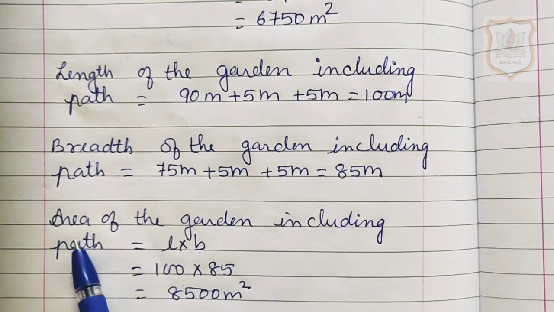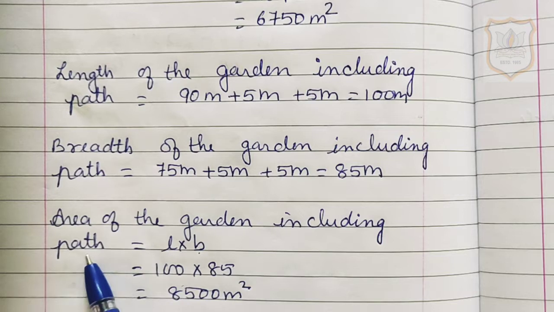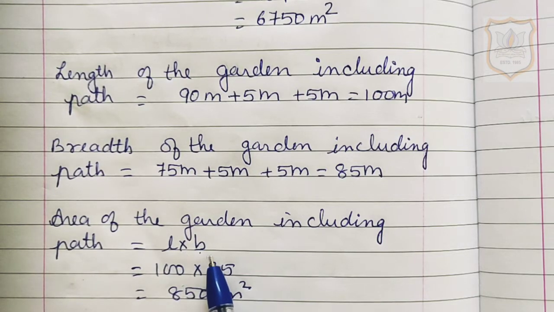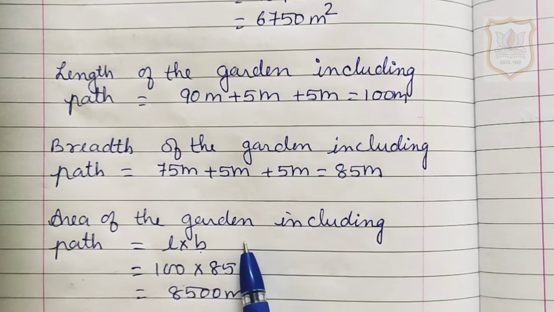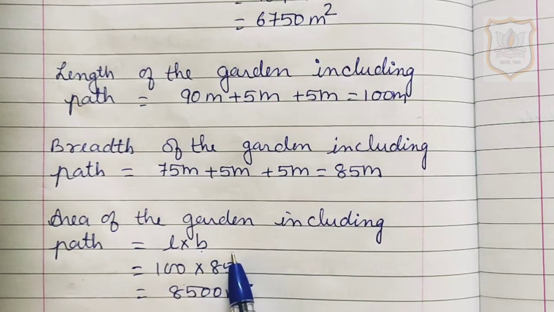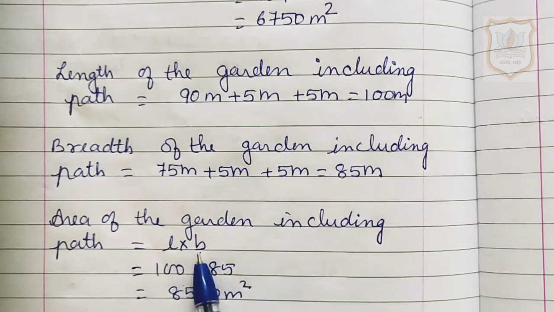Now we will find out the area of the garden including the path. For that also we will use the formula of area of rectangle, that is L multiplied by B. Length is 100 and breadth is 85. So 100 multiplied by 85 will be 8500 meter square.